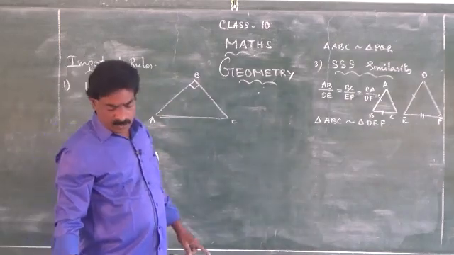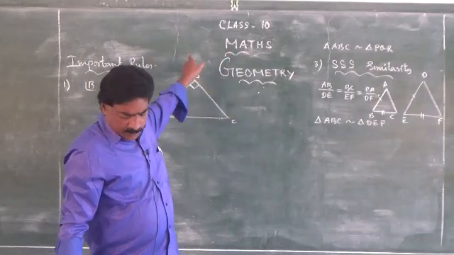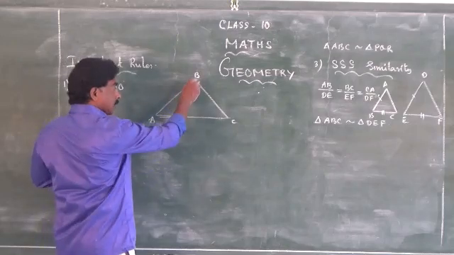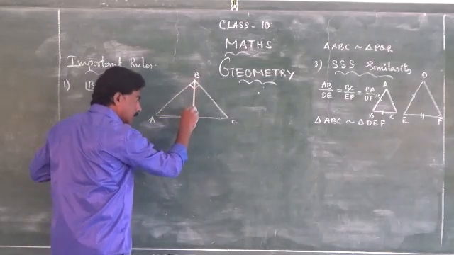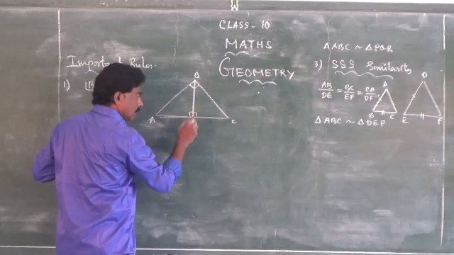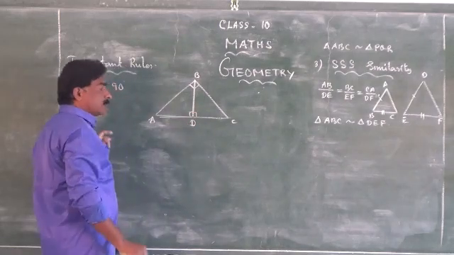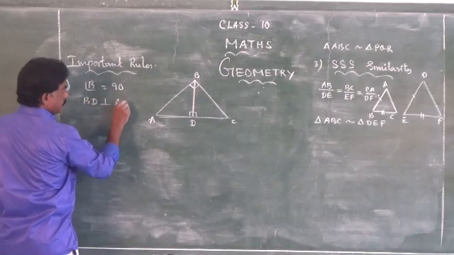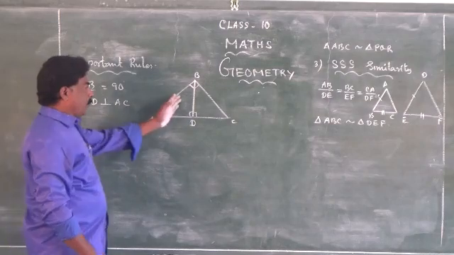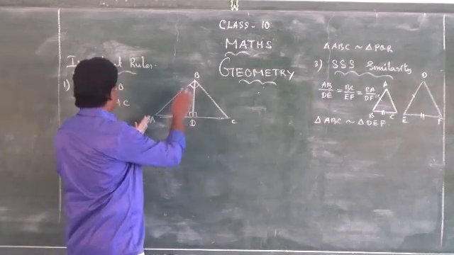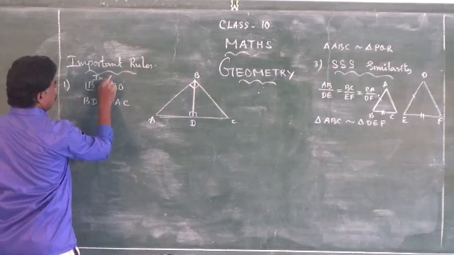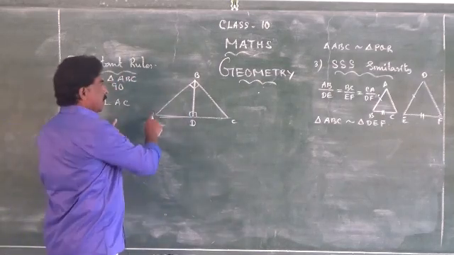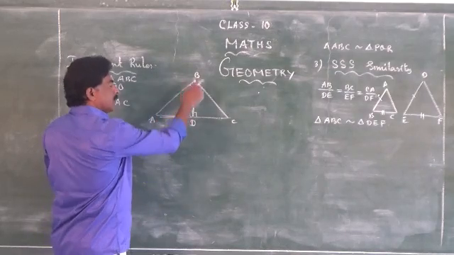What does the rule say? A perpendicular drawn from the vertex of a right angle triangle. So if you draw from the right angle, from here, a perpendicular, suppose you call the foot D. BD is perpendicular to AC. When you draw a perpendicular, it divides the given triangle ABC into two triangles, ABD and DBC.